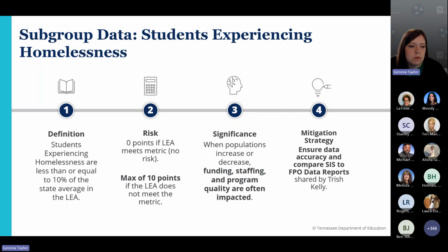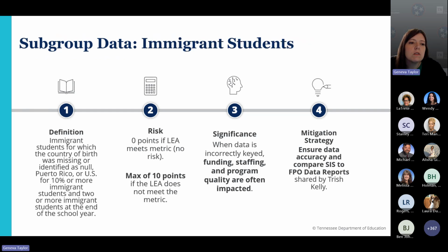For students experiencing homelessness, same, 10% or less than the state average. The likelihood could be that their program quality could be impacted if you do not have accurate data here. So we ask that you just review your data, make sure it's accurate, and that's really your only mitigation strategy for students experiencing homelessness and your subgroup data. These elements are required for us to collect and report on to US Ed, which is one of the reasons why they are in our risk analysis process.